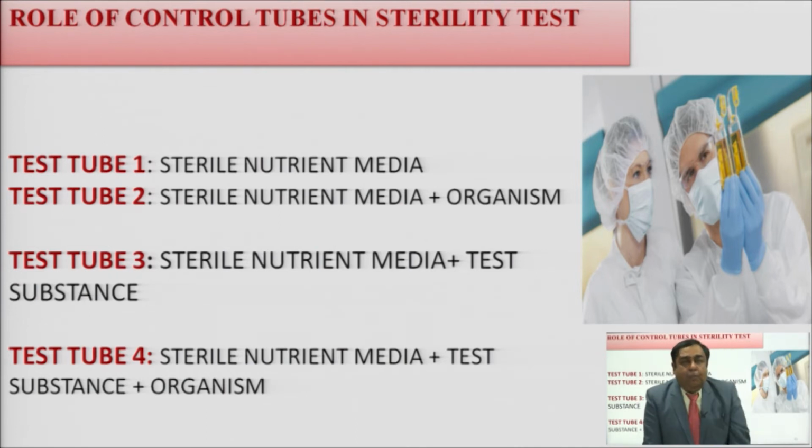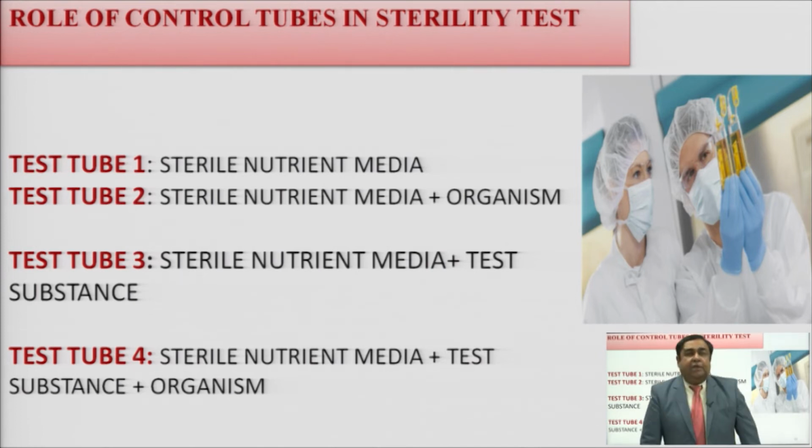Test tube number 2, media plus organism, should always be turbid, because the organism has grown, since you have deliberately added the organism. If this media is clear in any situation, it means that this nutrient media has not been properly nutritionally enriched. That is, the media has not been properly providing nutrition for the growth of the bacteria.